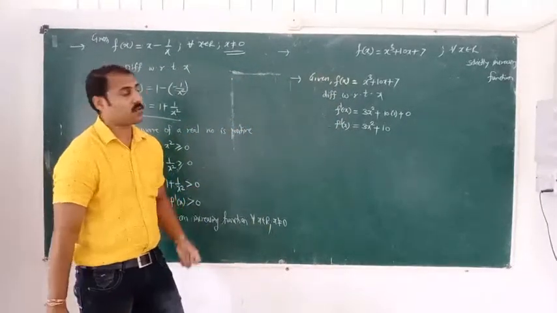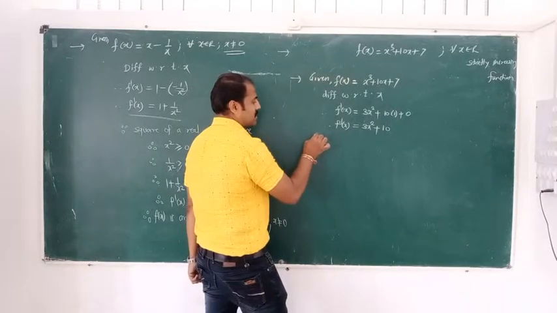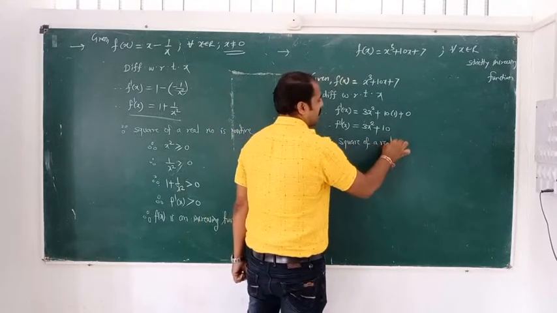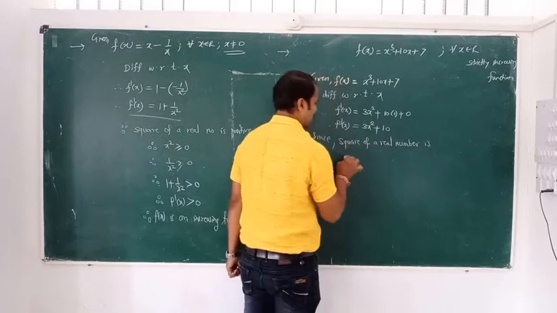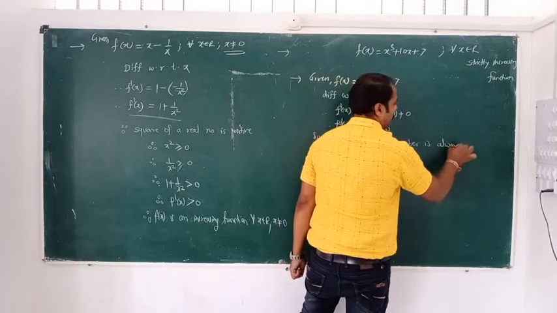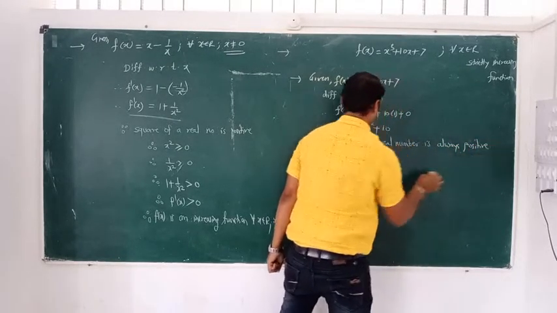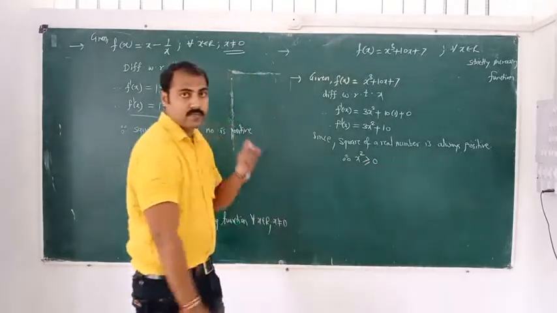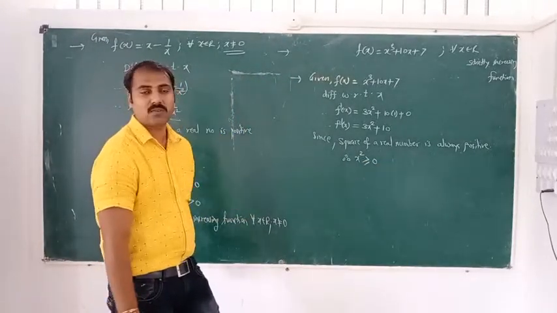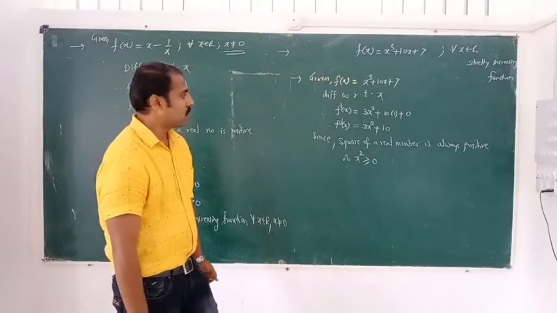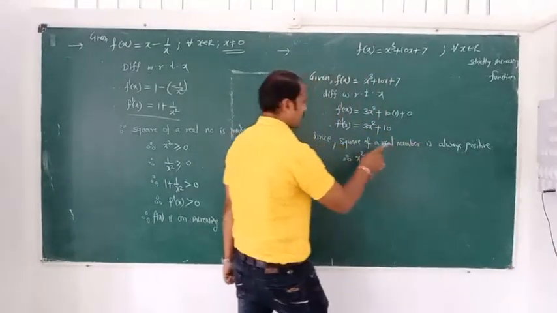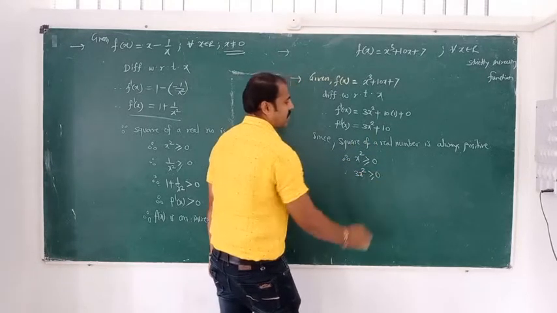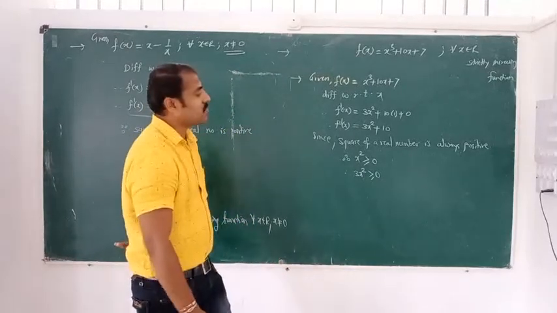Now we know that the square of a real number is always positive. Which term is positive? X square is greater than or equal to 0. Square of a real number is always greater than or equal to 0, for all real numbers. Multiplying both sides by 3, therefore, 3x square is greater than or equal to 0.